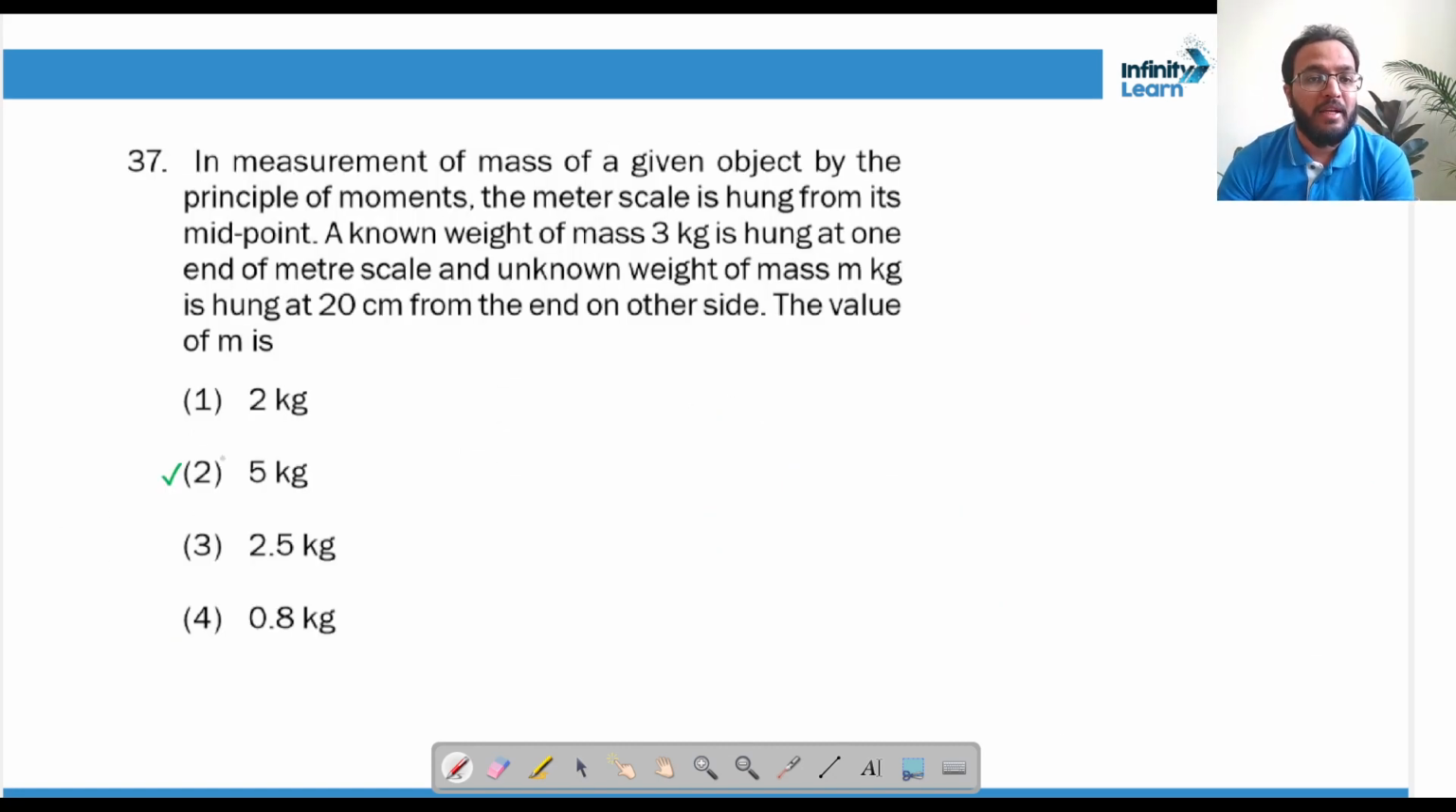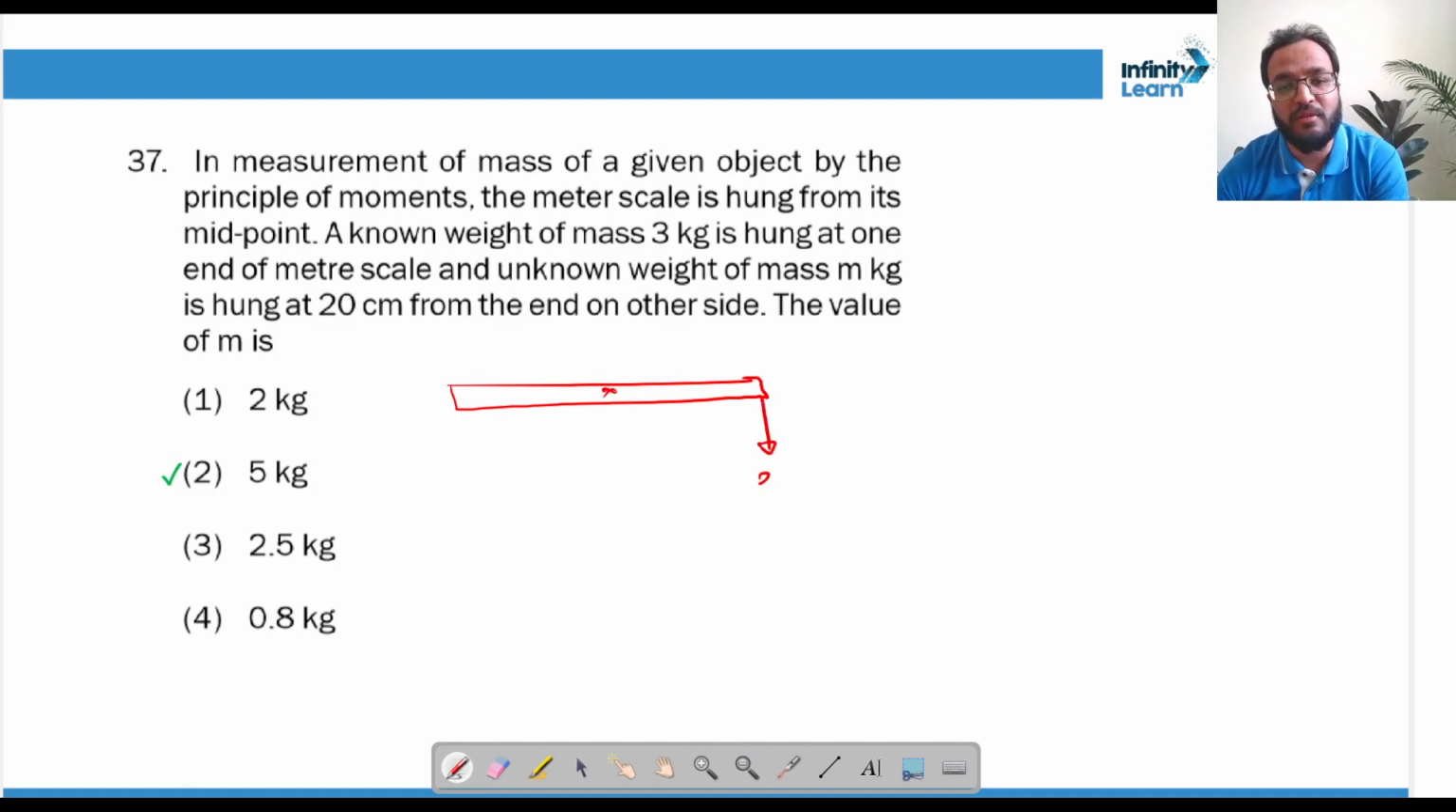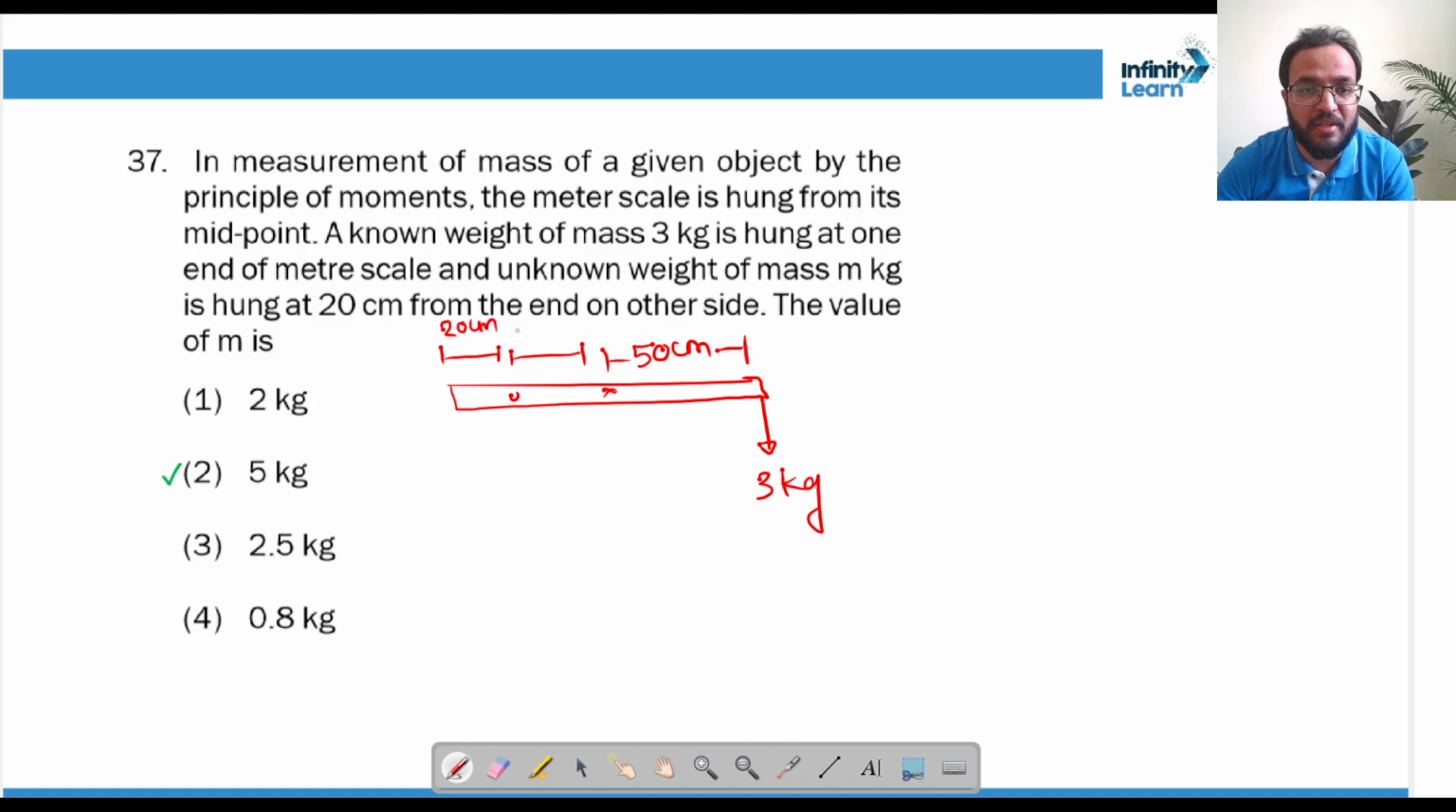Okay. In measurement of a mass of a given object by the principle of moments, the meter scale is hung. Okay, so there is a meter scale. Meter scale means 100 centimeter. So there is a mass hung of mass 3 kg. Okay, 3 kg is hung here at a distance of 50 centimeter. Another is hung at a distance 20 centimeter from the end. That means from here it is 30 centimeter. They are saying that from the end it is 20 centimeter, so from this point it is 30 centimeter.